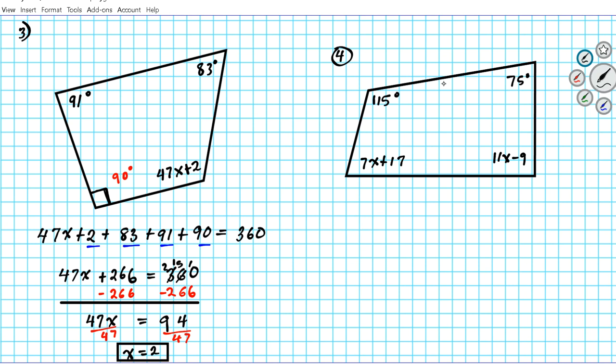So if you add all the interior angles of a quadrilateral, it's always 360. So let's start with the algebraic expression, 7x plus 17. And then the next algebraic expression, plus 11x minus 9. And then let's add the two constants, 115 plus 75. If we add these four angles together, guess what? We get 360 according to the angle sum property of quadrilaterals.